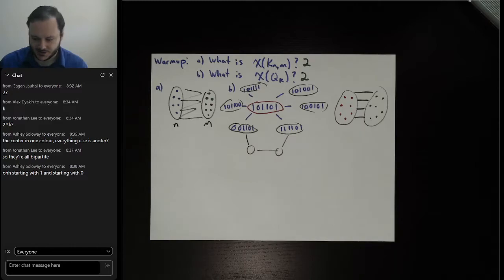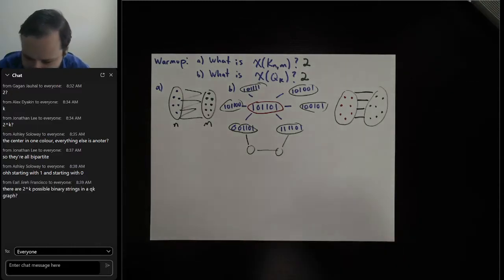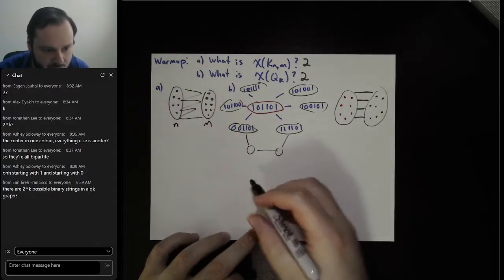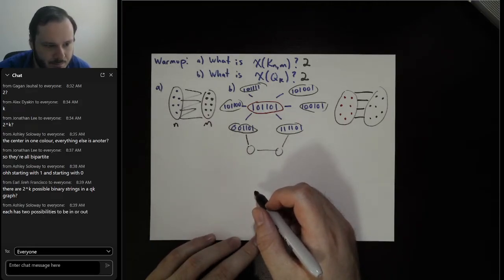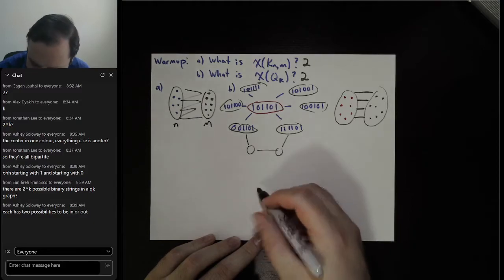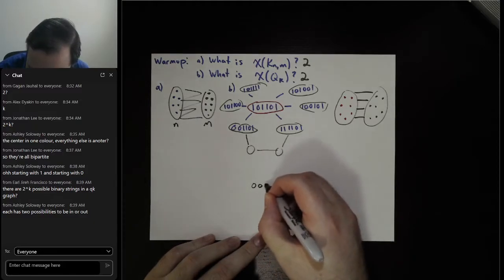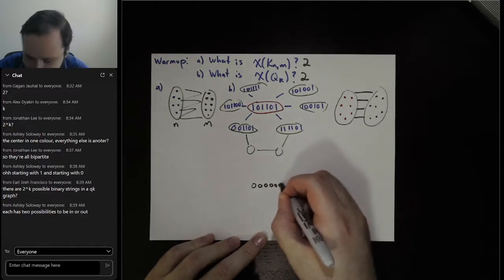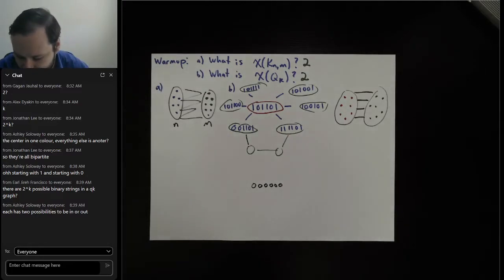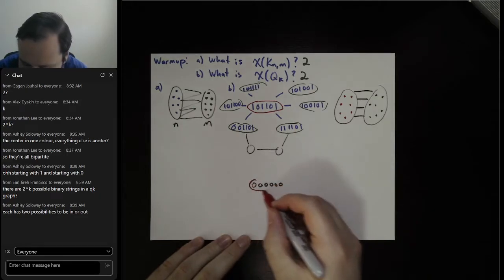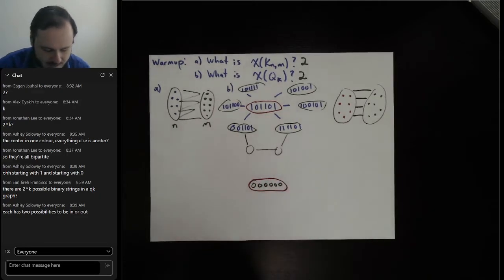Maybe let's look at another vertex in our hypercube. There are 2 to the k possible strings, right? So let's look at the vertex 0, 0, 0, 0, 0, 0. This is off somewhere else in the graph. Turns out it's going to be red. I know that ahead of time. So that's a hint.